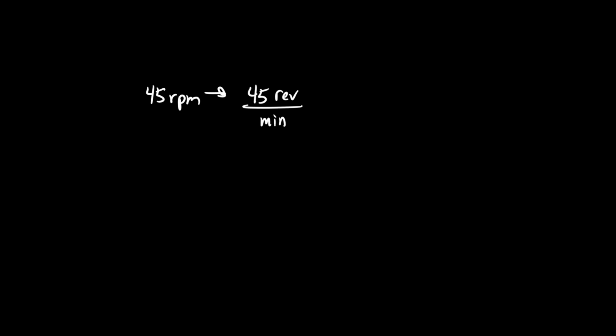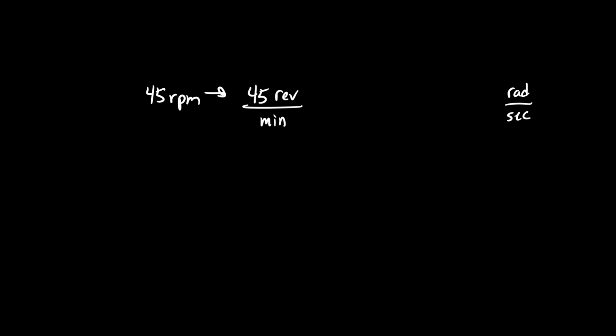Start by writing your value as a fraction. Next, write out your target. Give yourself some room, but write your target. My target is radians per second. So I'm starting with revolutions per minute, and I want to end with radians per second. That's my target. Do you understand what I mean by target? We're trying to get there.